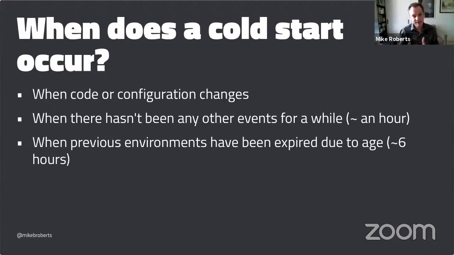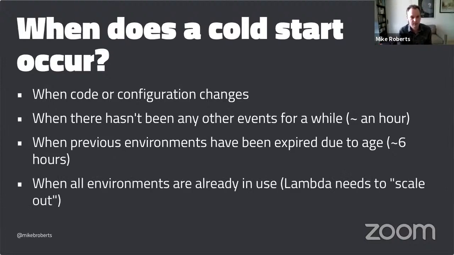And so if all of our previous environments have been killed off, then obviously we're going to have to create new ones in order to process events. And then finally, a cold start will happen when we need to scale. I mentioned before that Lambda guarantees that we don't process more than one event concurrently in any one Lambda instance. So if all our Lambda instances are in use and a new event comes in, then Lambda is going to need to scale out and create a new environment in order to process that event. So these are all the occasions that a cold start can happen.